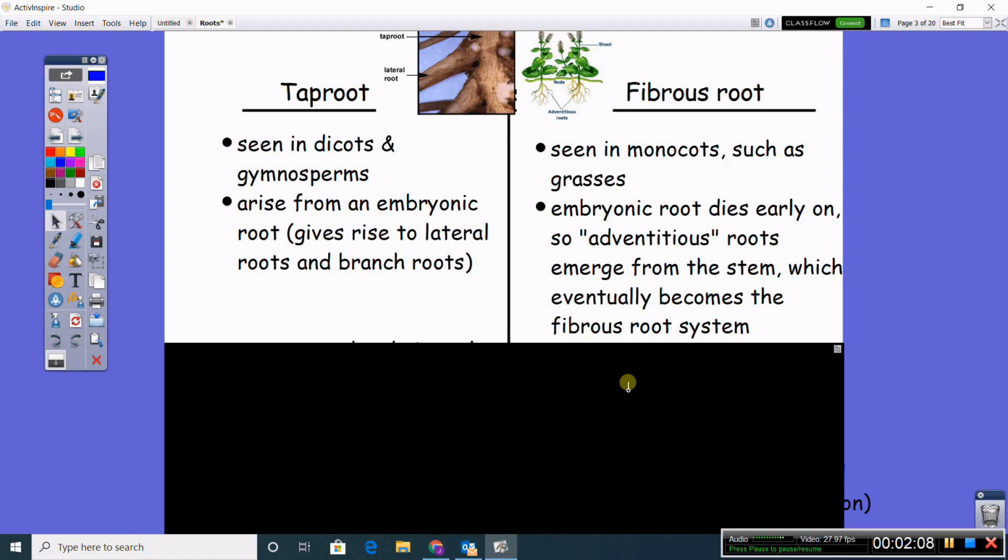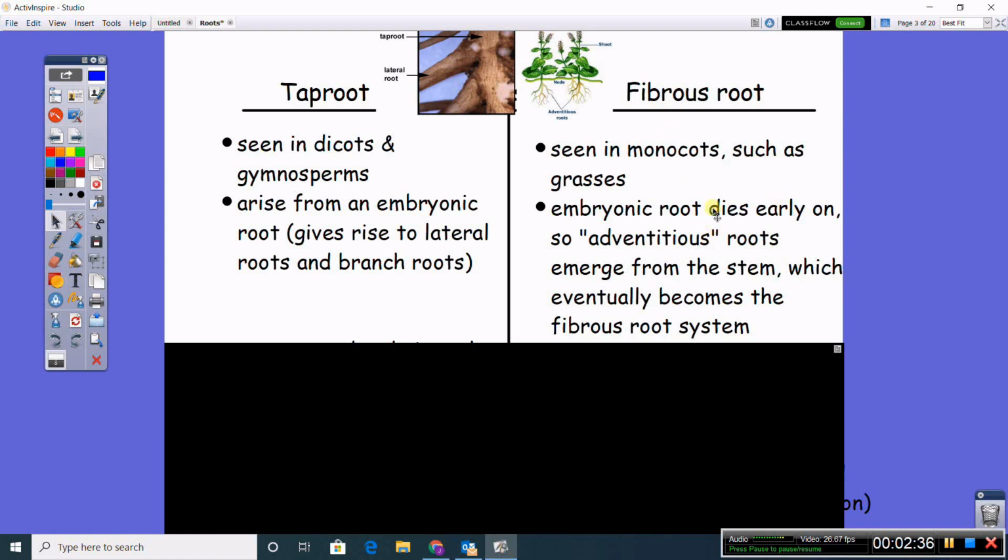All right, this second bullet is basically telling you where they arise from, and this may be a little obscure for you because we haven't talked about embryonic roots yet. Taproots arise from an embryonic root, and it's going to give rise to lateral roots and branch roots. That makes sense since a taproot is a main root, and then you can see up in this picture a little bit that it will have some lateral roots coming off the side.